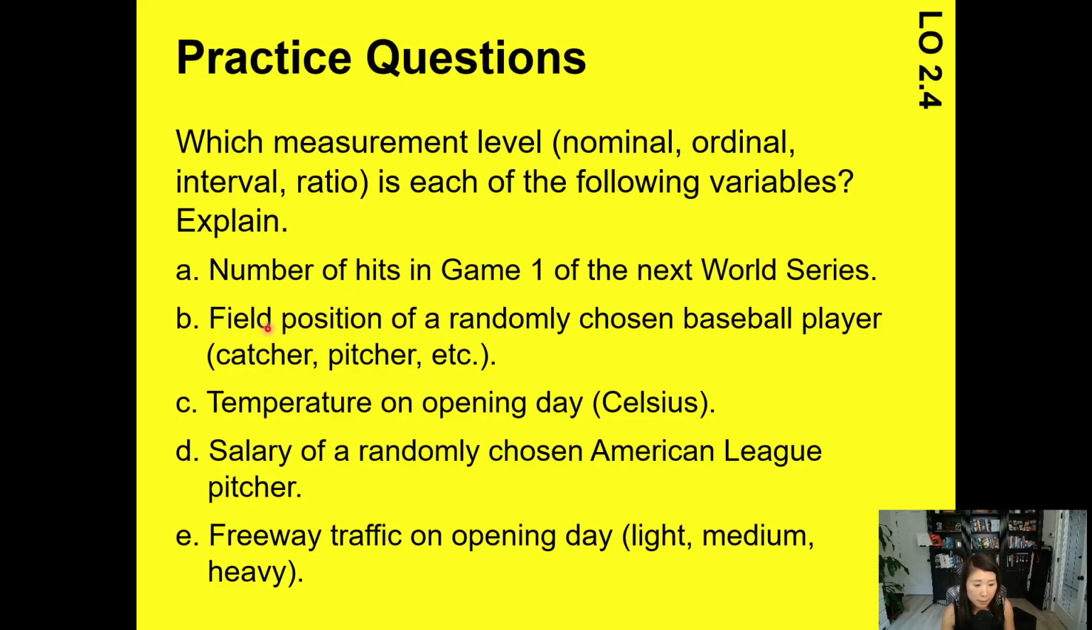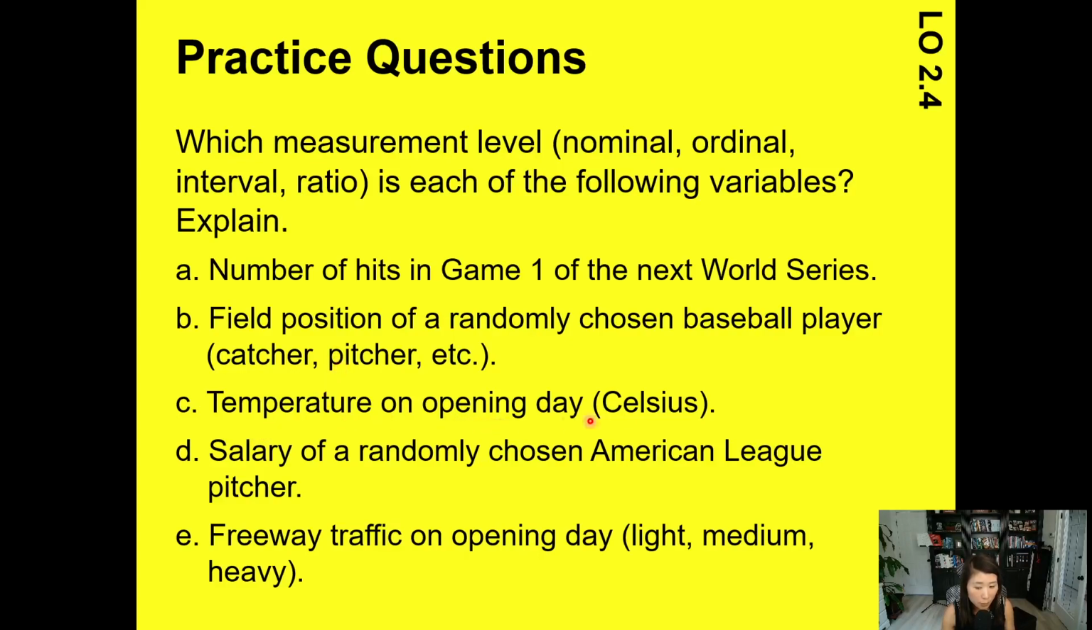Okay. B: field position of a randomly chosen baseball player. It can be catcher, pitcher. Those are just names, and they don't have any rank. Although maybe you have a preference, that preference is not actually a rank of which one is better, right? They are just different positions, different attribute names. So in that sense, it will be just the nominal scale of measurement. We only care about the attribute names; we don't care about the order.